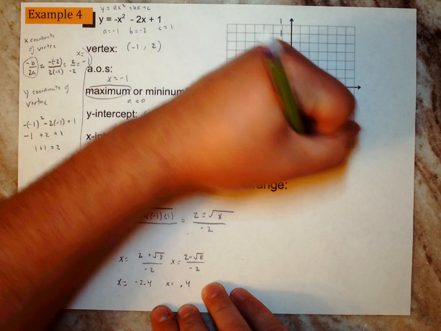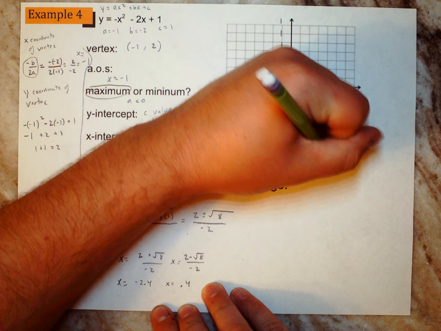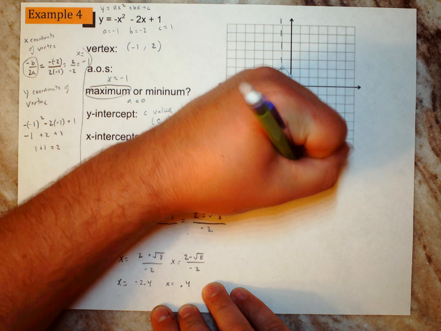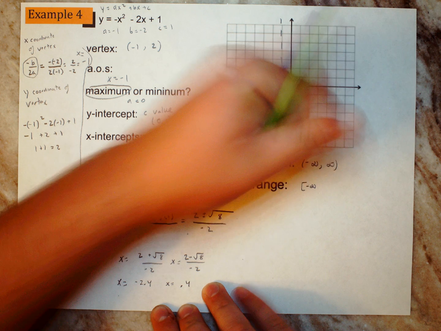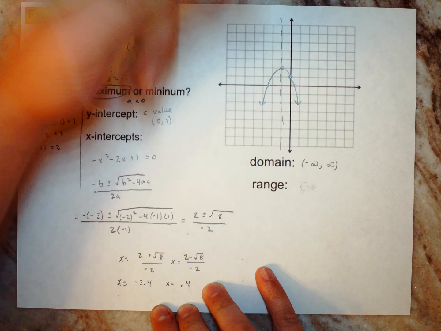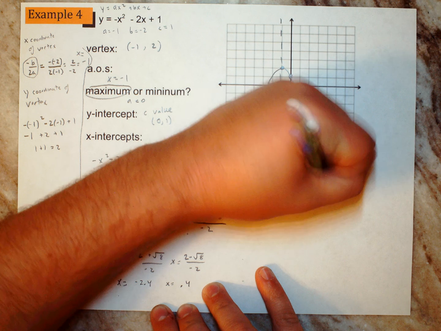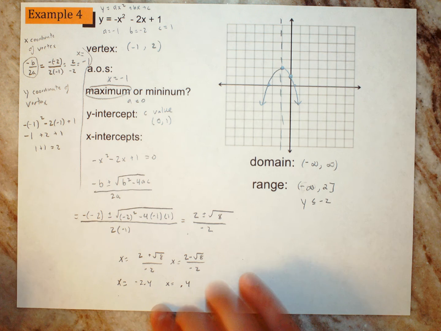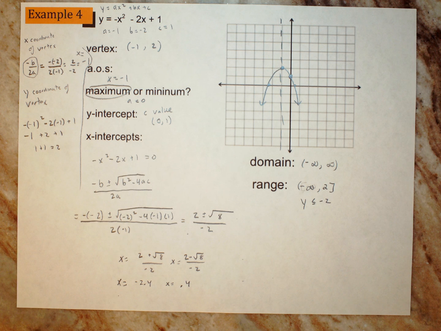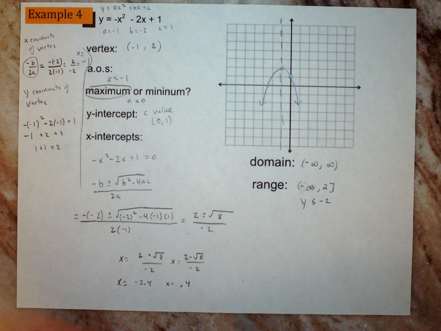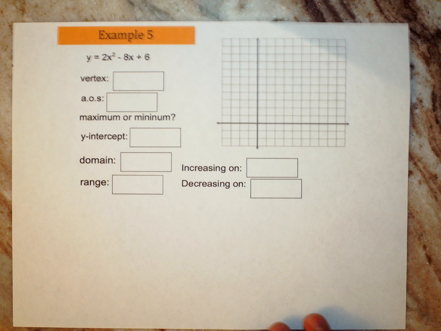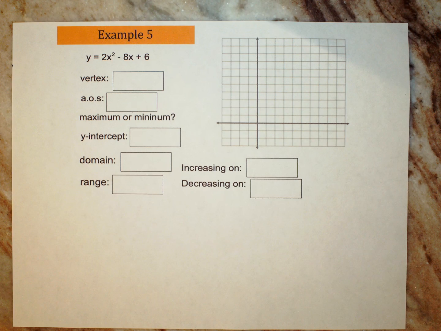Our domain, all real numbers. And our range is -infinity. Oops, not a bracket, a parenthesis. -infinity to 2. Or y is less than or equal to 2. So that is how you do it when it is in ax squared plus bx plus c form. So here is the one that I want you to try. Pause the video and do this one on your own.